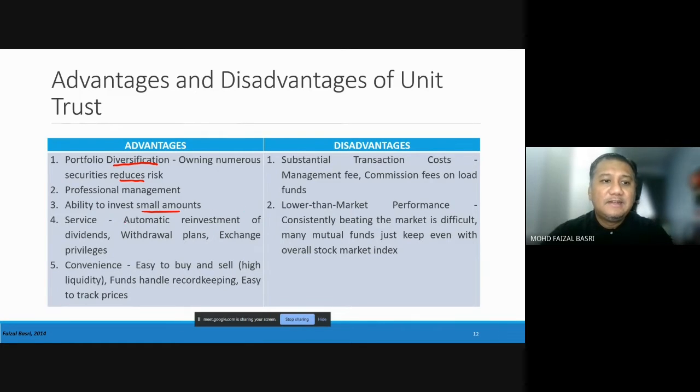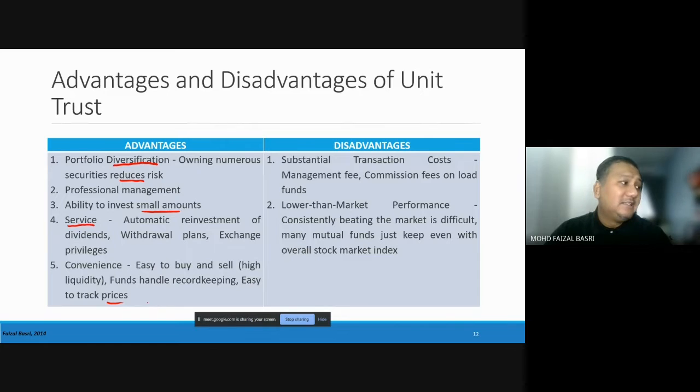Right, these are the services lah, you kena check from one company to another. Ada yang automatic investment, partial withdrawal plan, macam-macam lah, right? And it's convenient dari segi services tu jugalah. It's very liquid, easy to buy and sell, record keeping semua sama macam stock, easy to track prices, semua online sahaja sekarang. Macam contoh I buka page tadi dah boleh nampak the prices nowadays, semuanya online.